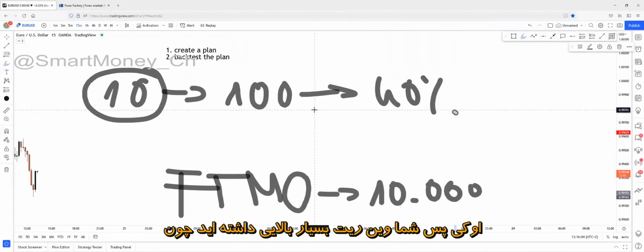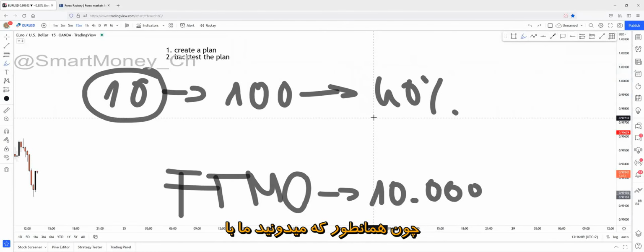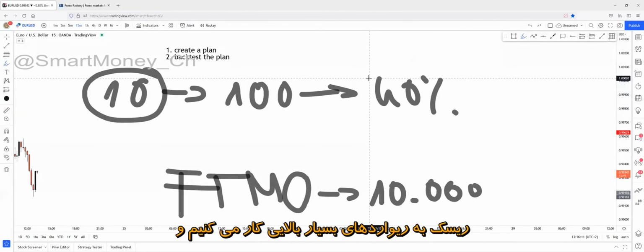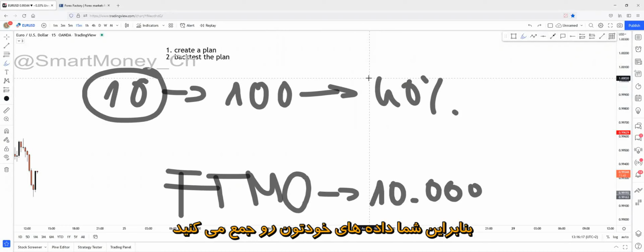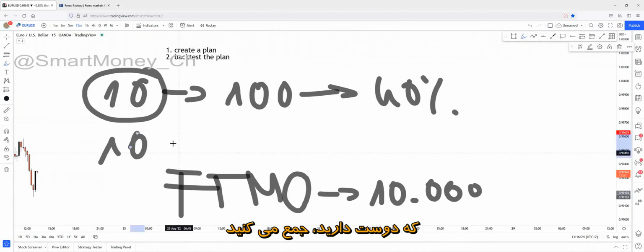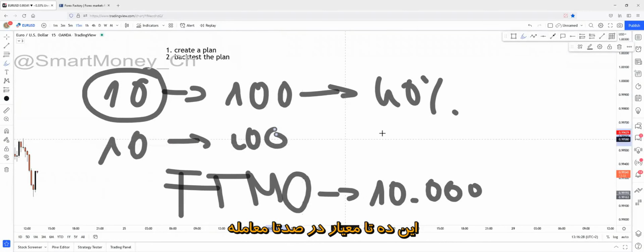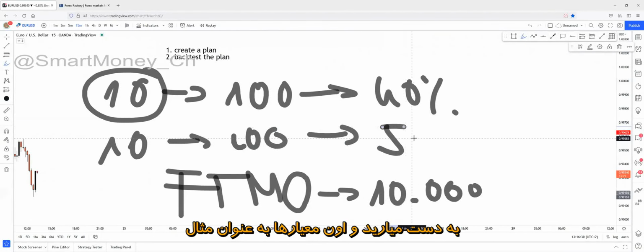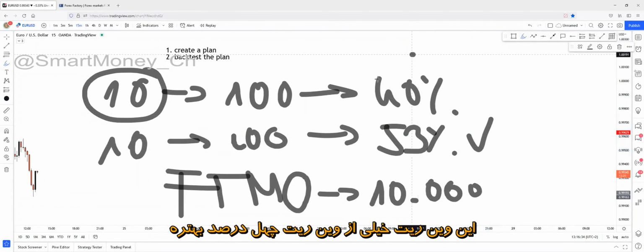Okay, you have a really high win rate, because a 40% win rate is really, really high since we are working with huge risk-to-reward ratios. And if you're having a 40% win rate, you're going to be successful and profitable. So you gather data, you collect 10 other criteria that you like, and you gather data about these 10 other criteria once again for 100 trades. Those criteria will have, for example, a 53% win rate. Okay, this is much better than the 40%.